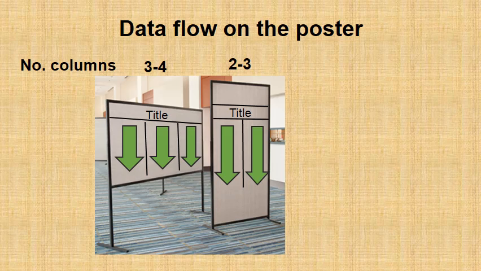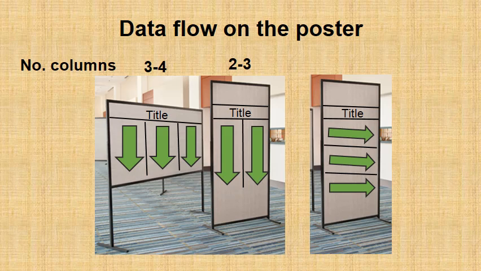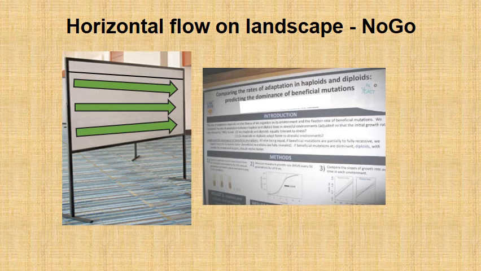You can also use a horizontal flow in which you actually divide your poster into rows and then you present your data from left to right and then from up to bottom. However, this works only if you're presenting a portrait orientation poster. And here is why the horizontal flow does not work on the landscape posters.